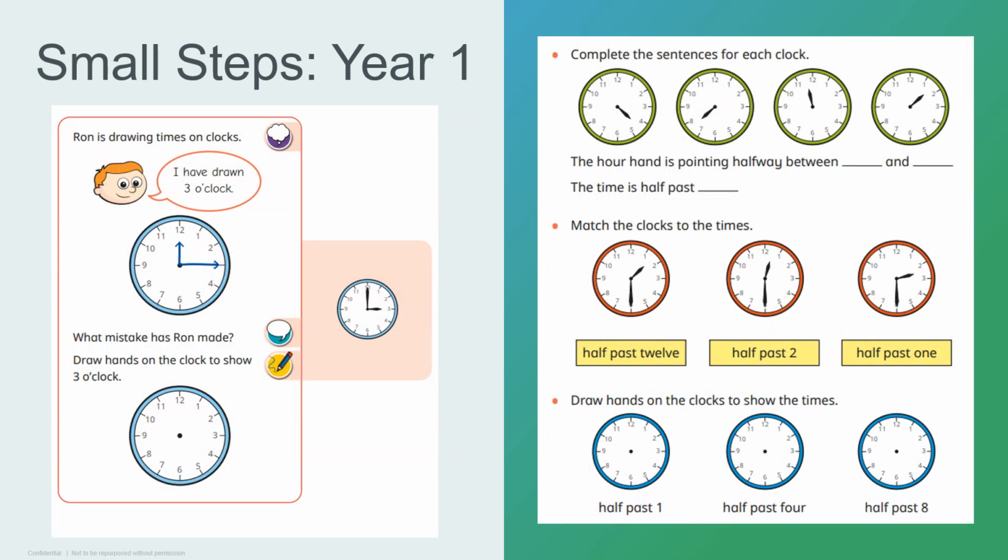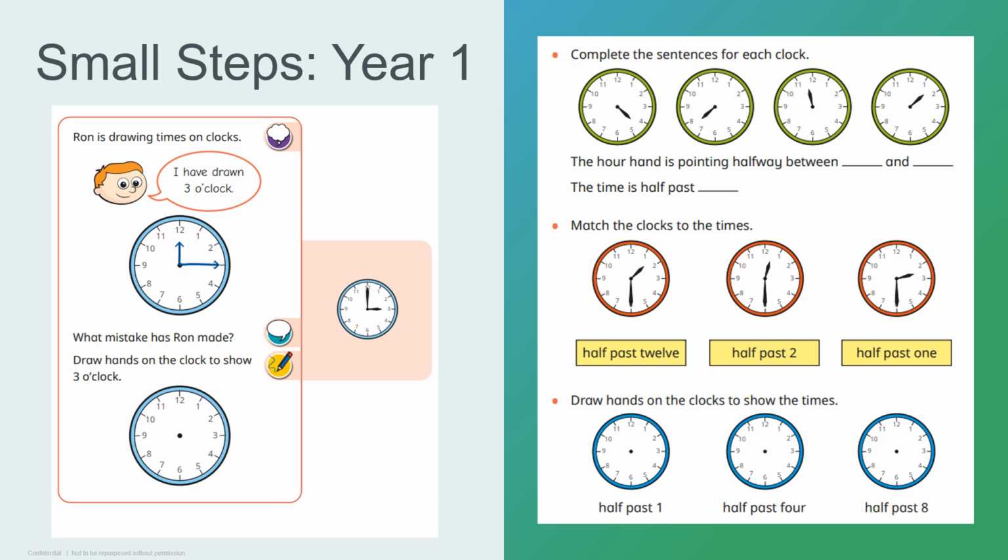We'll begin to look at simple problems involving time, such as if Ron, for example, here has drawn some hands on a clock, the children will be looking at identifying what kind of mistake he's made. So you can see that he has used the longer hand of the clock to point to the 3, whereas he should have pointed it to the 12, and so on. So that's the kind of thing that children will do. They'll have a look and then they'll be able to fix it and explain why Ron was incorrect.